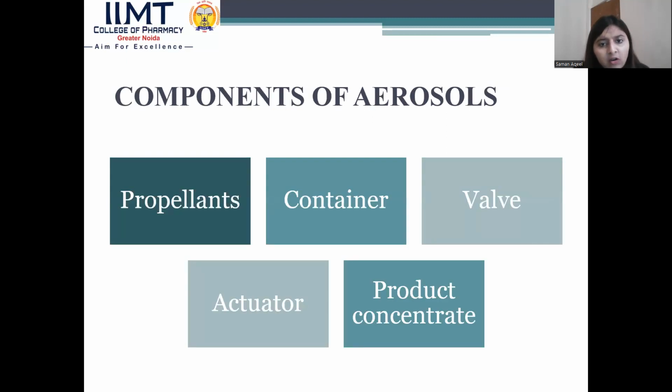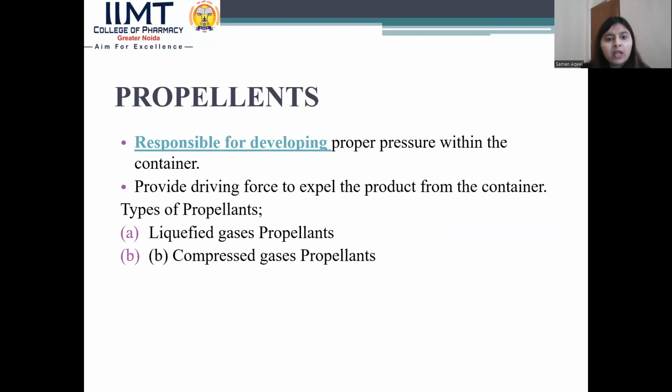Now, these are the components of aerosols. What is an aerosol made up of? Propellant, container, valve, actuator, and product concentrate. So these are the 5 basic components of an aerosol. Now, what are propellants? They are responsible for developing proper pressure within the container and provide the driving force to expel the product from the container. Two types of propellants are used. First one is liquefied gas propellant, and second one is compressed gas propellant.